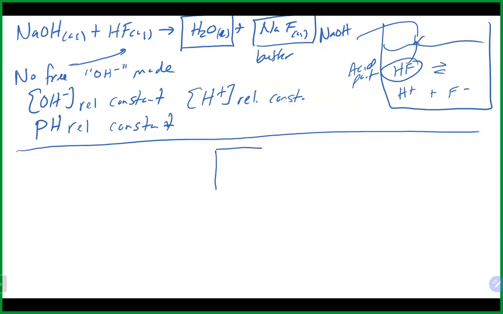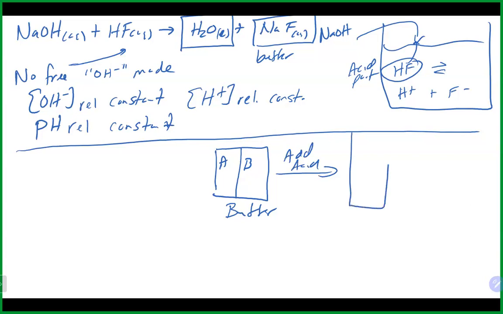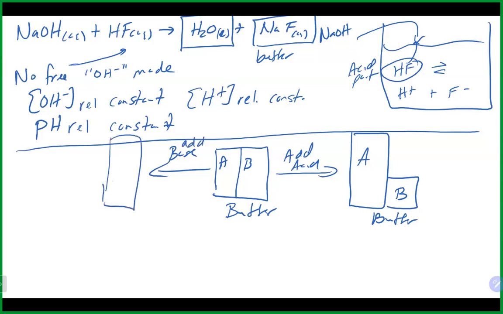And usually what we saw here is if you had a buffer and you have an acid part and a base part to the buffer, when you add acid, you will use up some of the base, but you will regenerate the acid part of the buffer. And when you add base to a buffer, you will use up some of the acid part, but you will regenerate some of the base part.